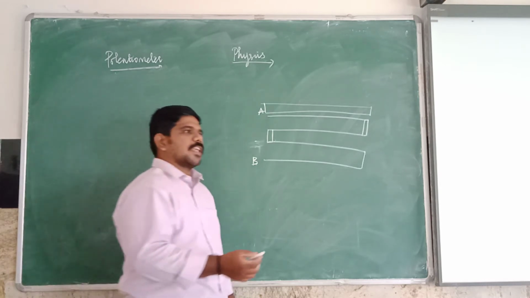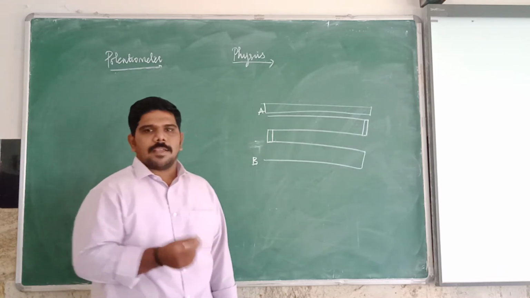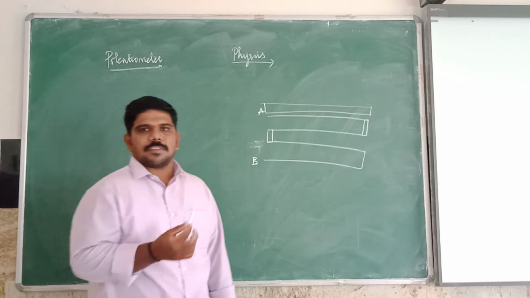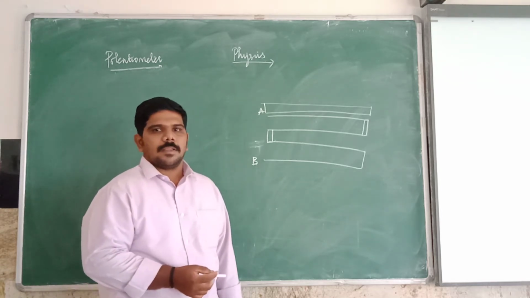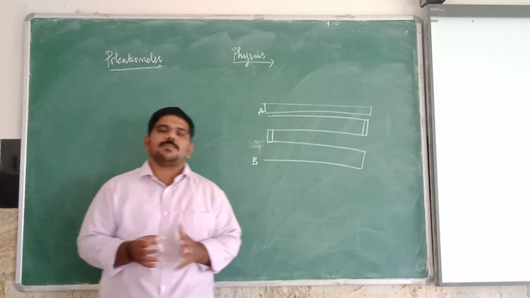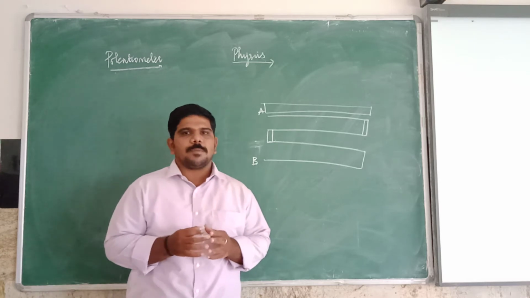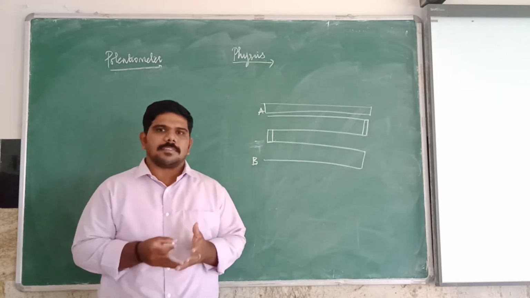Then we take a jockey. The jockey is the instrument which provides contact with the potentiometer wire. Clear? So what is the potentiometer? You have to say only one point. Potentiometer is an instrument which is used to measure potential difference, current and resistance.